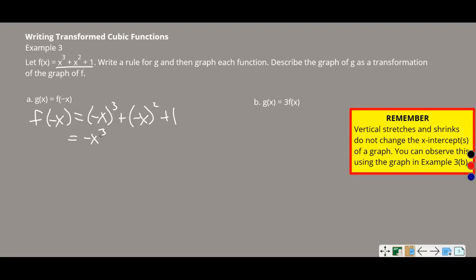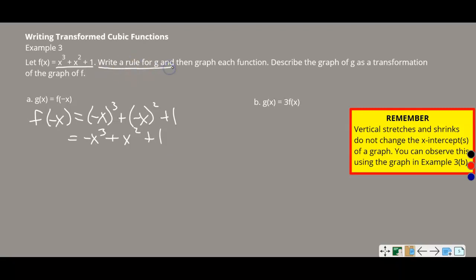For the next part, it says plus negative x squared. Anything squared is positive. So negative x squared is positive, and that's just going to be plus x squared. And then plus 1 comes down. So g of x equals negative x cubed plus x squared plus 1.